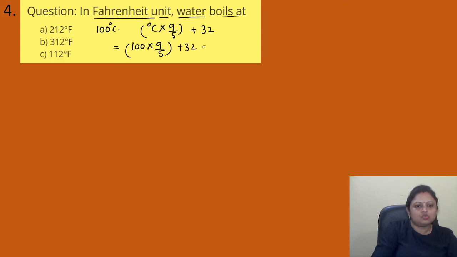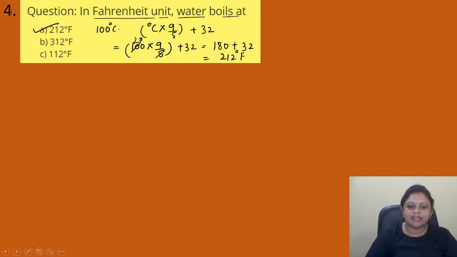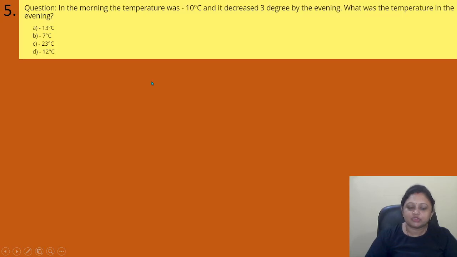plus 32. So we can cancel it with 5, 20 into 9, 180 plus 32. That is equal to 212 degree Fahrenheit. It is present in option A. Right. So you can remember it as well that in Fahrenheit unit water boils at 212 degree Fahrenheit. Got it? Yes, coming to the next question.